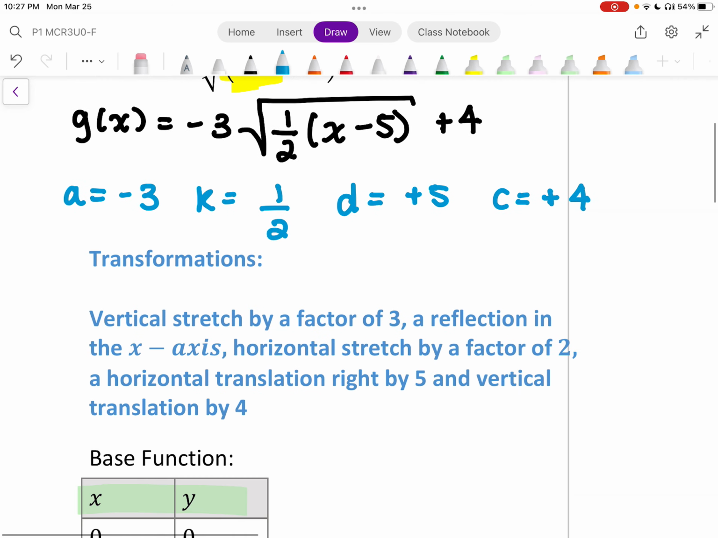If I wanted to list out my transformations here, I know that because my A is -3, I have a reflection in the x-axis and a vertical stretch by a factor of 3. I know because my K value is 1 over 2, I'm going to have a horizontal stretch. Remember, when we have K, we flip it. I'm going to have a horizontal stretch by a factor of 2, right? That's just flipped, 2 over 1. Then I have a horizontal translation right by 5 and a vertical translation up by 4. Sorry, this should say up by 4, because my 4 is positive.